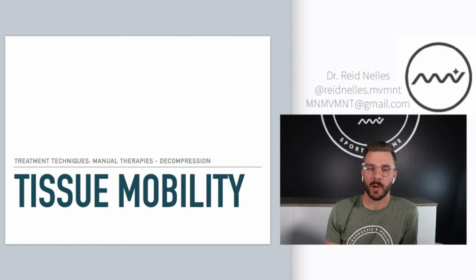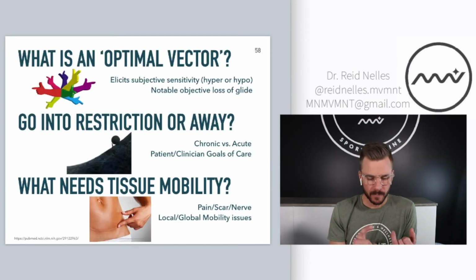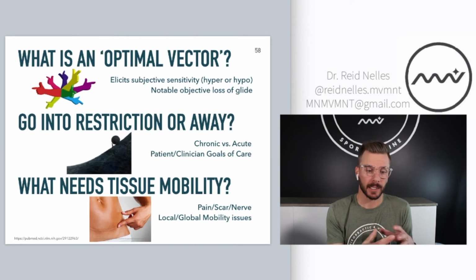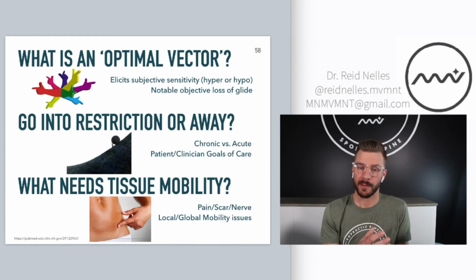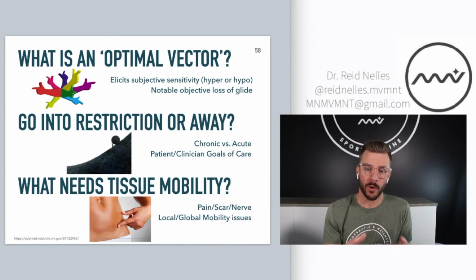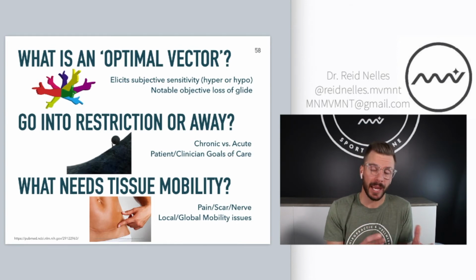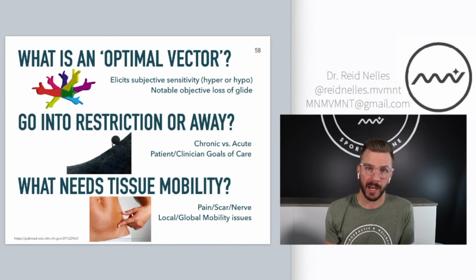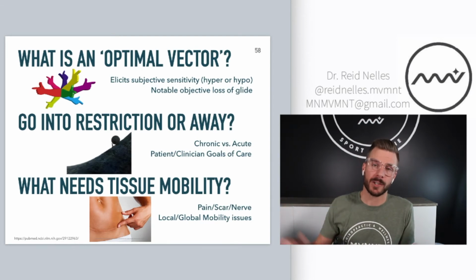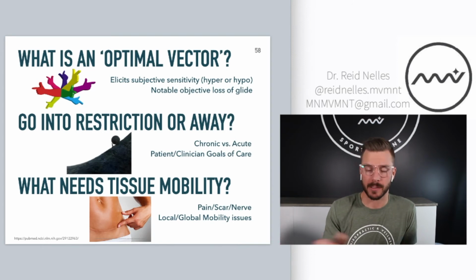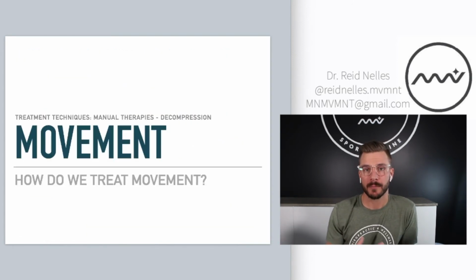We can also use decompression or cupping therapy for tissue mobility. In the full course, we will discuss how to find an optimal vector, whether that's alleviating or exacerbating, and when or why to go into that restriction or away from that restriction, as well as scar and neural mobilizations, so that we can decrease pain but increase the pliability of that tissue so that it's not going through this painful arc, or allowing more global ranges of motion, thus athleticism. Okay? We can also treat movement. Yes, treat movement with cups.